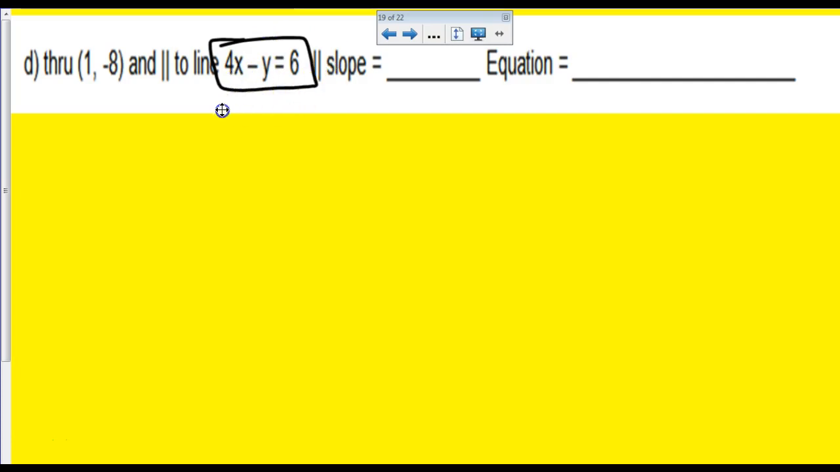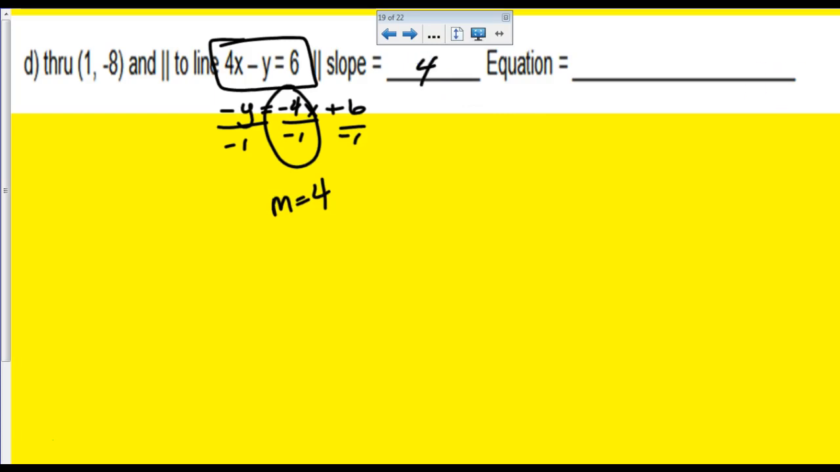So if we subtracted the 4x and then divided by the -1, this guy's slope is +4. And since we're parallel to that, we also have a slope of +4. And I go through this point. So if you don't mind, I'm just going to leave it in point slope form. So y minus the y coordinate, so y minus -8 would be y plus 8, equals the slope we just found, and then x minus the x coordinate.